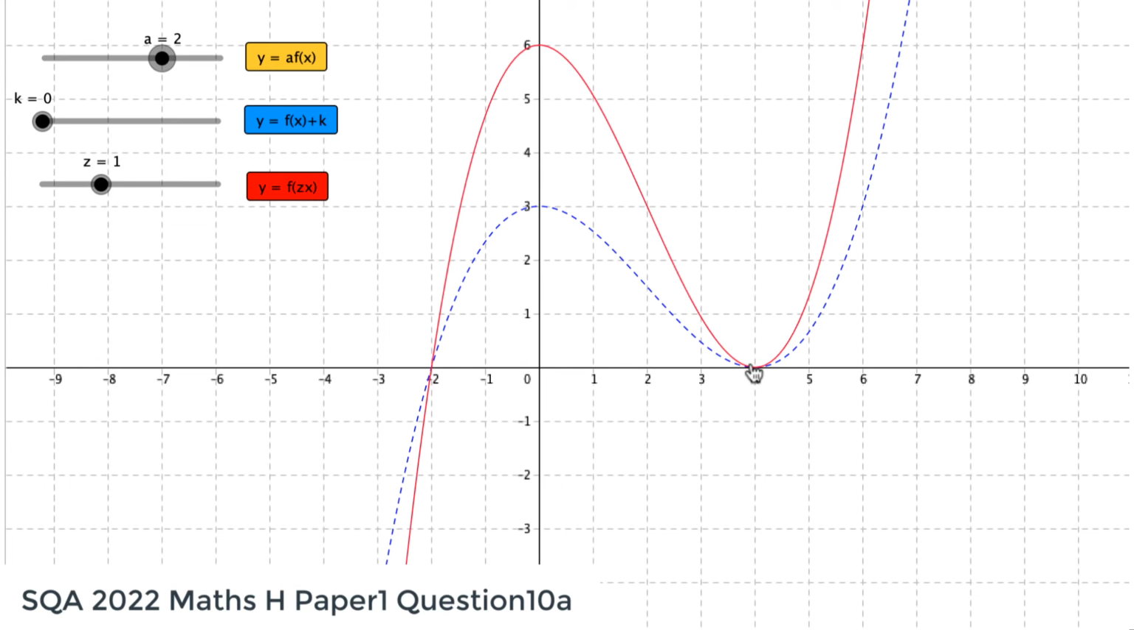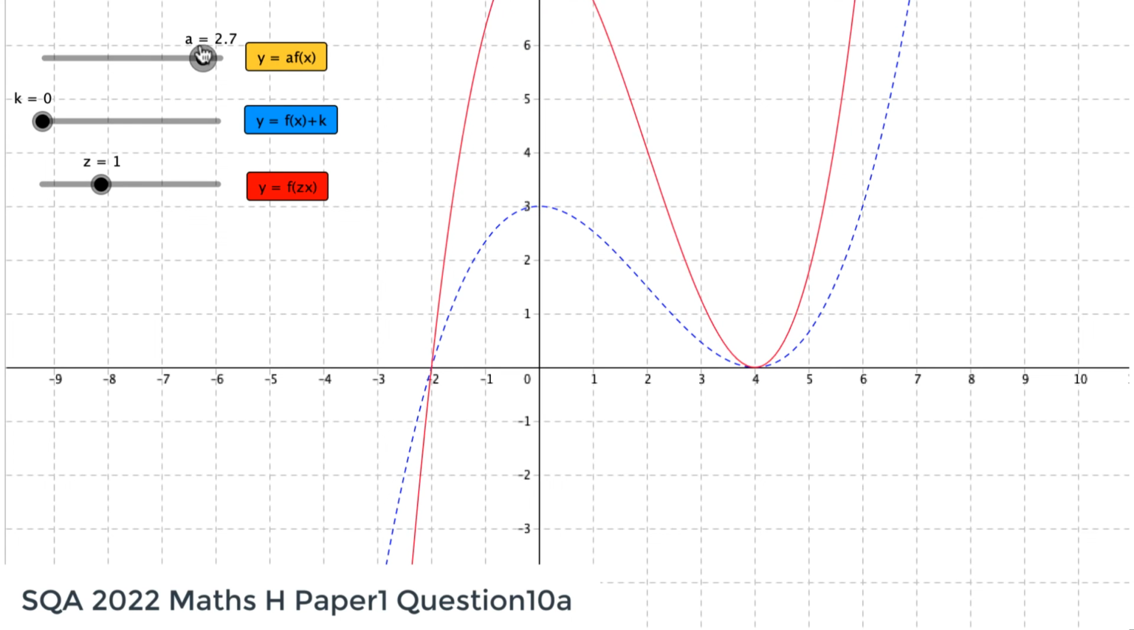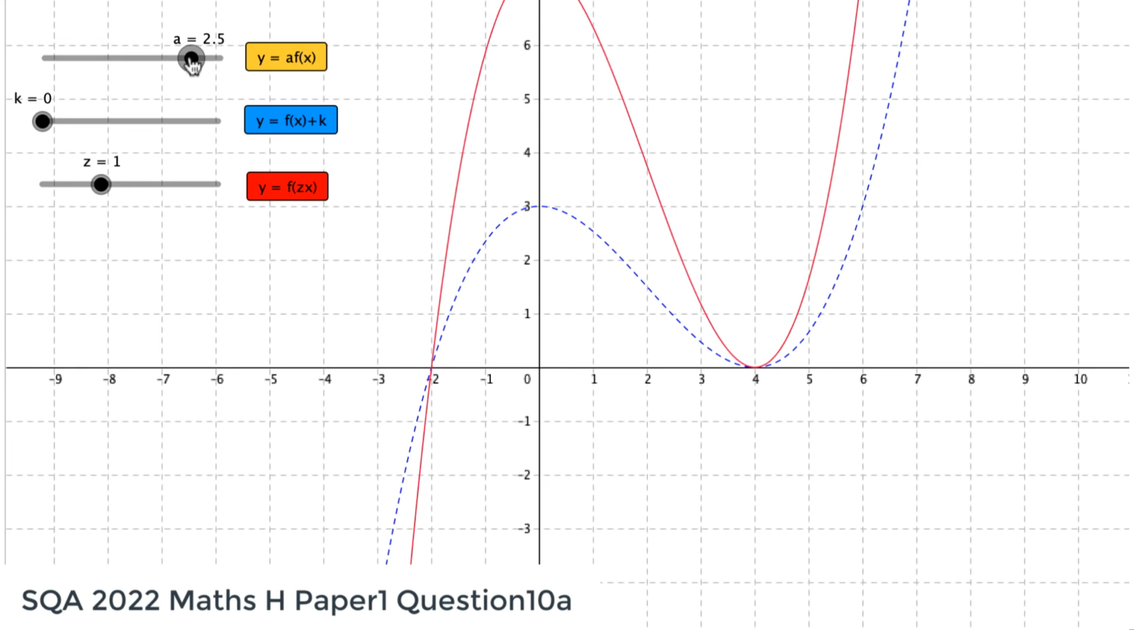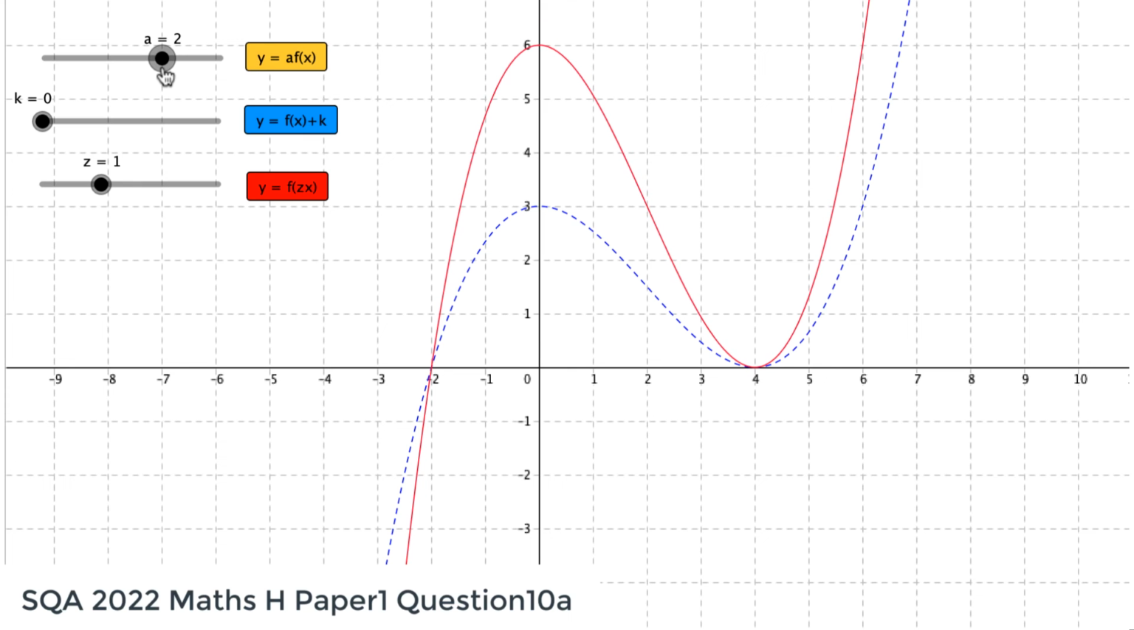So where the original graph, that's the dotted blue graph, was touching the x-axis, the red graph is still touching the x-axis. Same here. So all heights have been doubled. And we can keep going with this. Another way of describing this is that the old graph has been scaled along the y-axis, in the direction of the y-axis, in this case by a scale factor of 2.